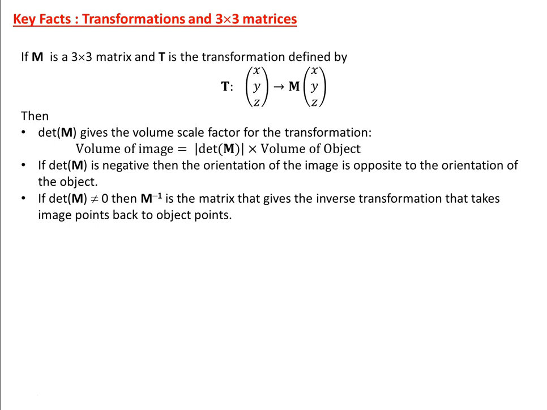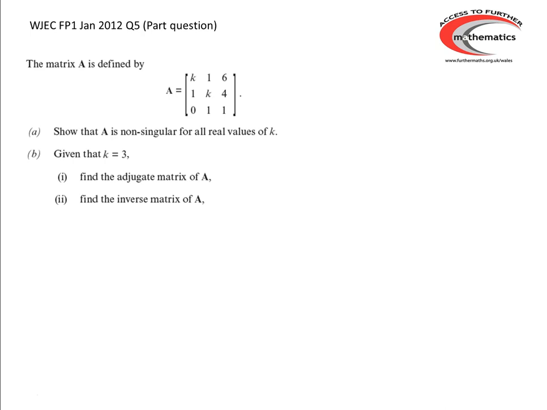So we'll now move and start having a look at some examples. So the first one's taken from a 2012 paper. We have the matrix A. We've got to first of all show that A is non-singular for all values of k. And then in the case when k equals 3, we have to find the adjugate matrix of A and also find the inverse matrix of A.